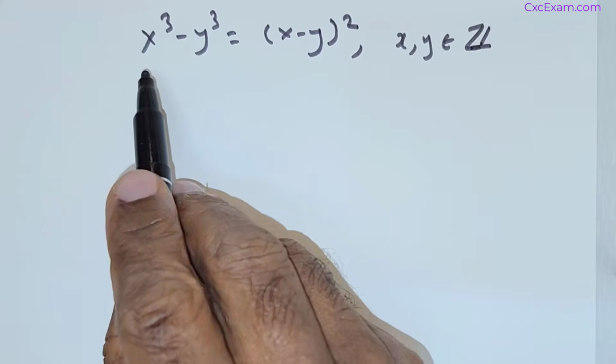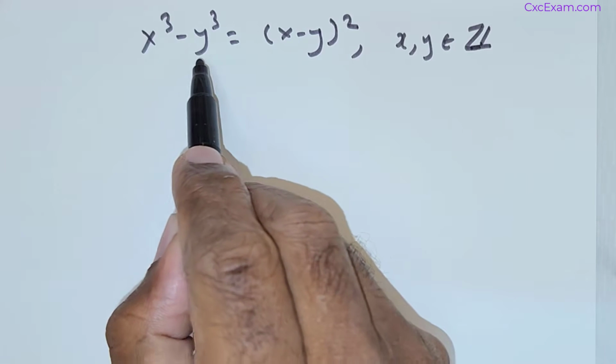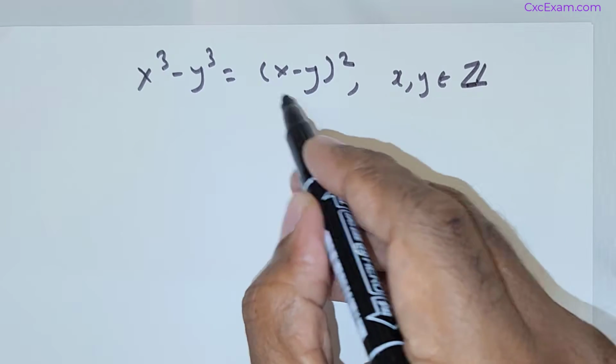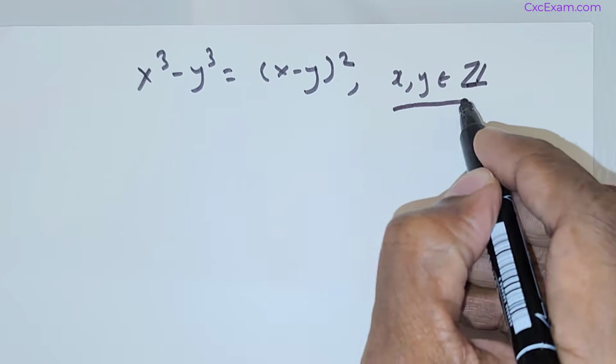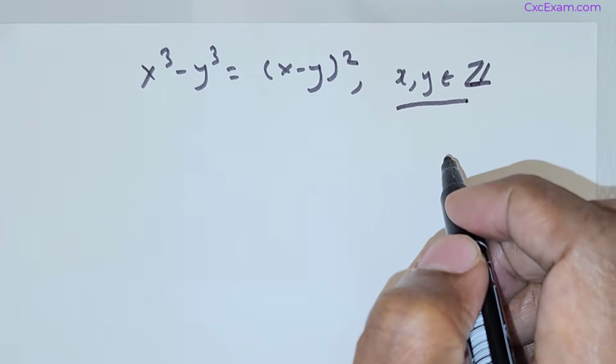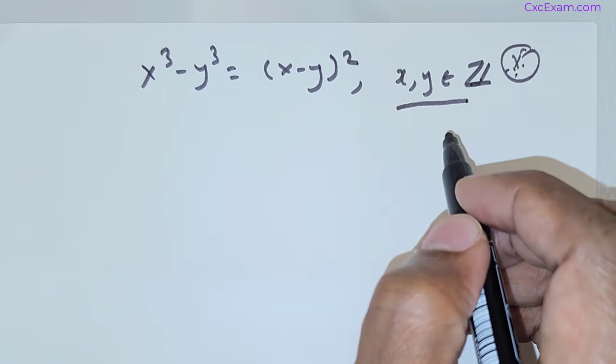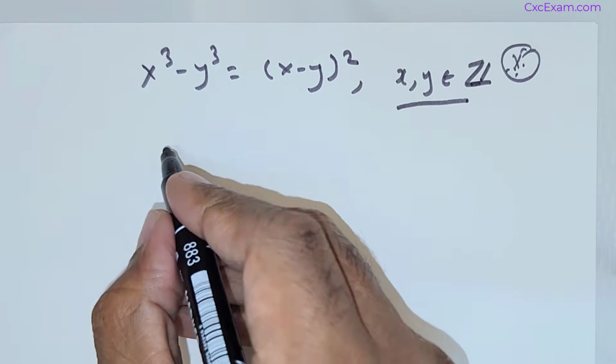Welcome everybody. We are given this question: x cubed minus y cubed is equal to (x minus y) raised to the power of 2. We are expected to solve, but with the condition that x and y are integers. So this is the most important condition for solving this question.